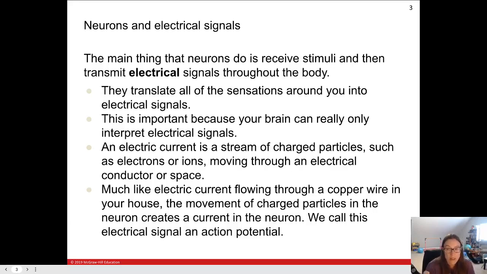So for the purposes of this class, I'm just going to mention that an electrical current is a stream of charged particles, such as electrons or ions, and we're going to be talking about ions in this case, moving through an electrical conductor or space. So much like electrical current flowing through a copper wire in your house, the movement of charged particles in the neuron creates a current in the neuron. And we call this electrical signal an action potential. And so we're going to be talking about the action potential and how it's made and how it's propagated down the neuron and how the neuron is then able to transmit that electrical signal to another neuron and so on.